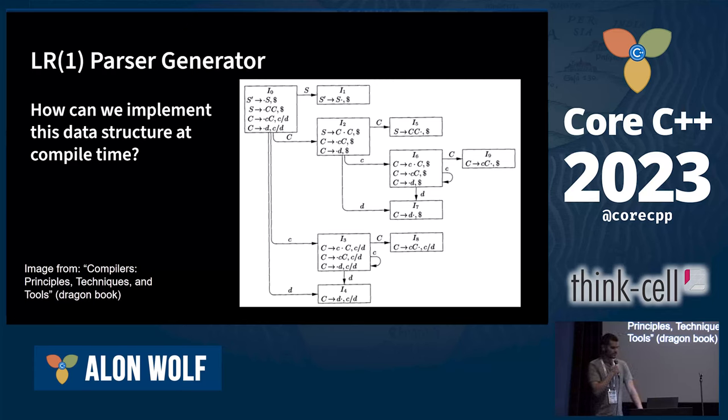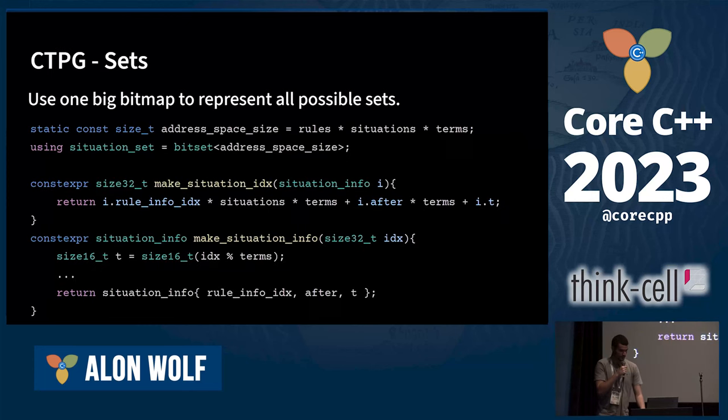A little bit about the LR1 parser generator. In order to create the LR1 parsing table from a grammar, we need to find all the sets that can be reached, and each state is a set of items. In many runtime implementations, it is often represented by a set or an ordered set. How can we do it at compile time? Well, CTPG found a clever solution.